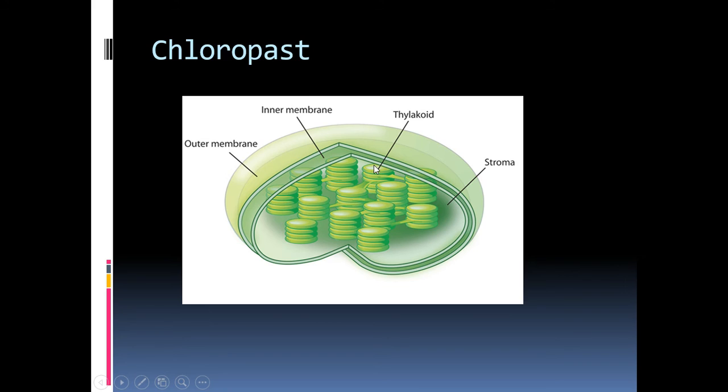While thylakoids form flat disc-like structures that stack up like piles of coins, many layers deep, forming what we call grana. So the thylakoid disc, if it is a single disc, then we call it a thylakoid. But if the thylakoids stack up on top of one another, we call them grana. And the inner fluid that surrounds the grana is known as the stroma. So those are the things that you need to memorize.